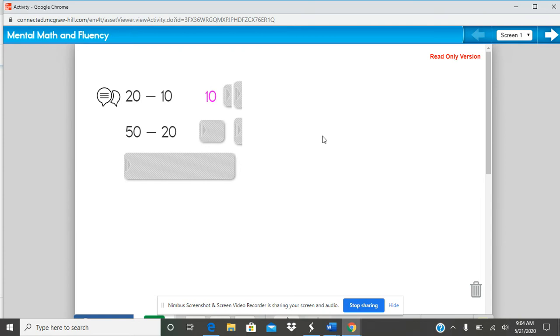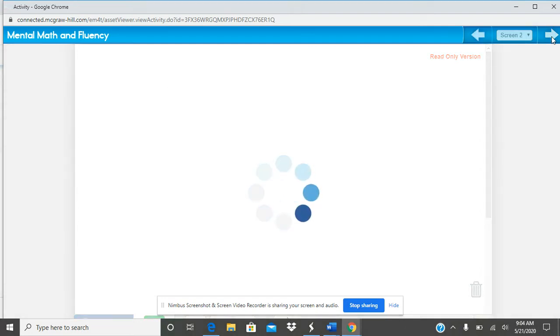50 minus 20 is like 5 minus 2. 5 tens minus 2 tens equals 30. And then we have 60 minus 40, which is like 6 minus 4. And 6 minus 4 gives us 2. So 60 minus 40 is 20. Fantastic. Moving on to level 2.